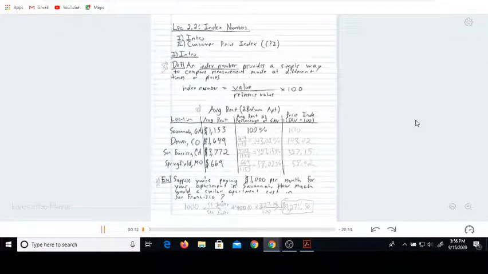So an index number provides a simple way to compare measurements made at different times or places. An index number is essentially a percentage. It's this value divided by some reference value multiplied by 100. Basically, it's kind of like a percentage without the percent sign. Let me demonstrate what I'm speaking about.